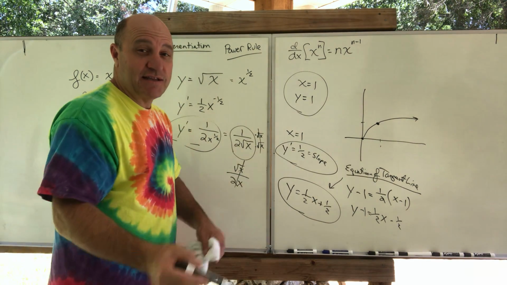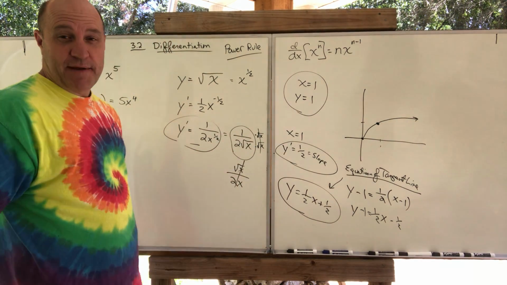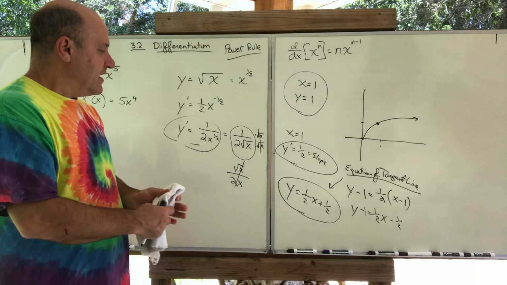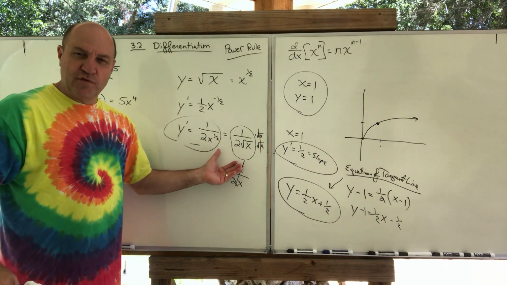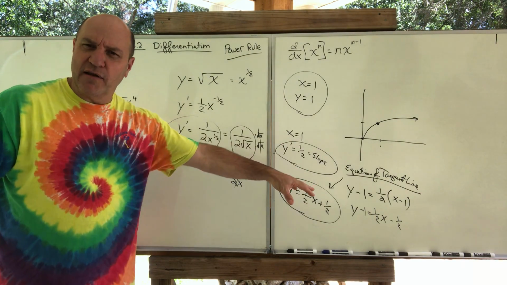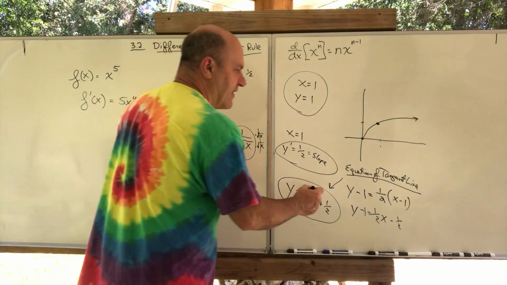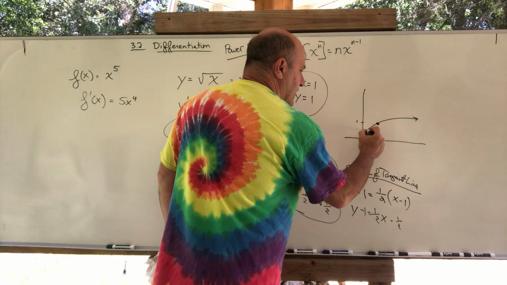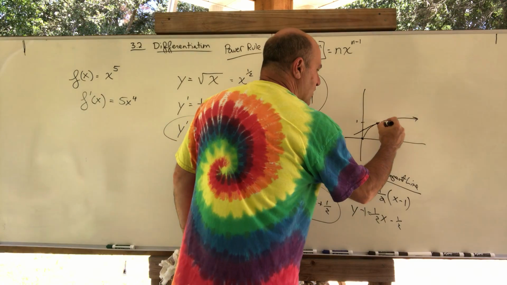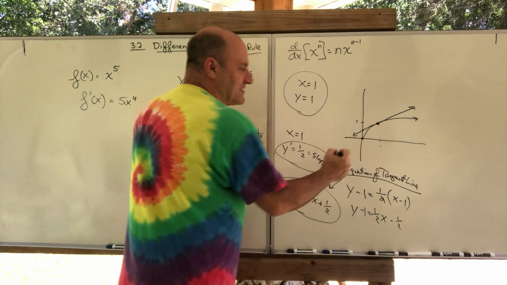The equation of the tangent line to this function at this point. Takes a little work. We use the derivative to get that. We use the derivative to get the slope, and then we did a little algebra. I'll just draw a picture of that. It must cross right there. It's got a slope of 1/2. It's my tangent line.